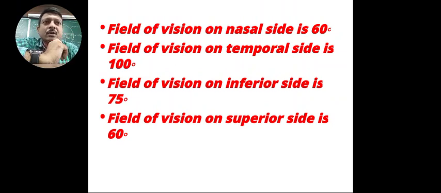So the field of vision on the nasal side is 60 degrees as it is obstructed by the nose. On the temporal side, 100 degrees as there is no anatomical obstruction. On the inferior side, 75 degrees as it is obstructed by the maxillary bone and cheek. And on the superior side, about 60 degrees as it is obstructed by the supraorbital ridge. This is the normal field of vision.